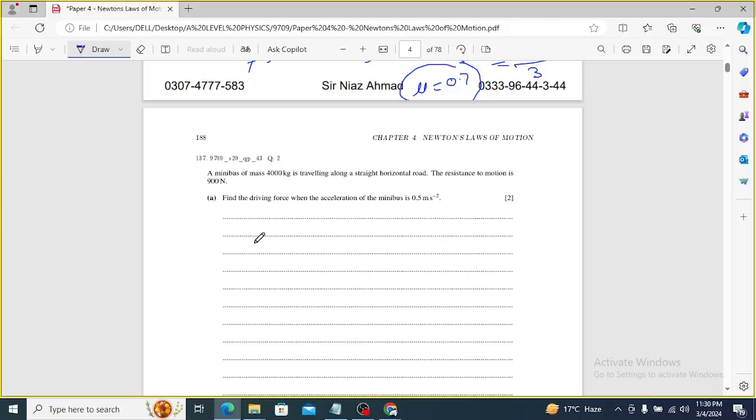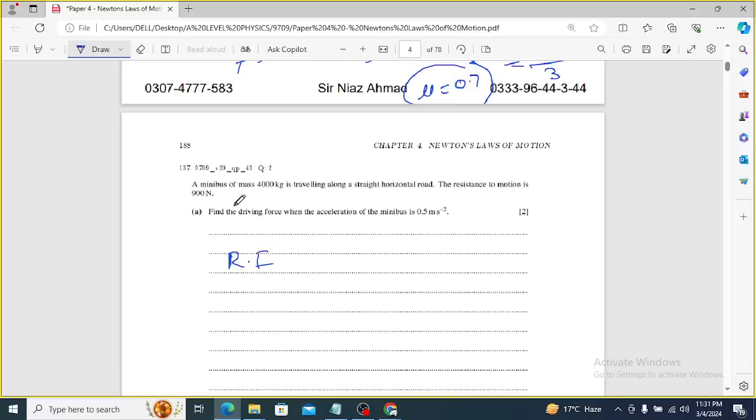A minibus of mass 4000 kg is traveling along a straight horizontal road. The resistance to motion is 900 Newton. Find the driving force when the acceleration of the minibus is 0.5 meter per second squared. So again, I will use my resultant force formula. Yes, I know it's 900 Newton.